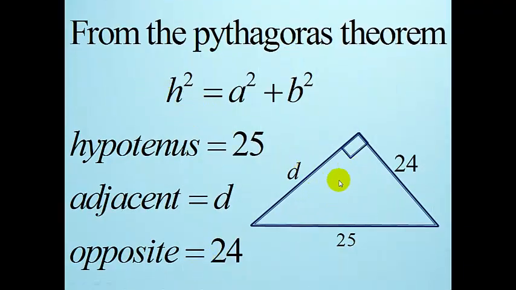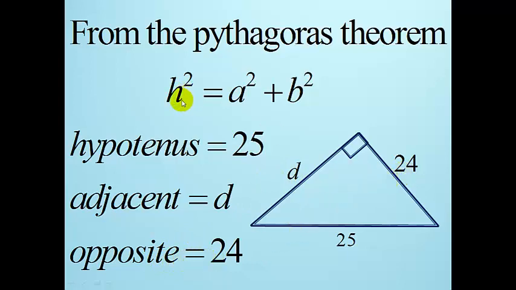Now when we consider the second diagram, it's a right angle triangle. This is our 90 degrees angle, and the side 25 is opposite to the 90 degrees angle. That's our hypotenuse, and we are given the other two sides. So let the hypotenuse be 25. The hypotenuse, that's the longest side, is 25 from the diagram. Let the adjacent be D, and let the opposite side be 24.